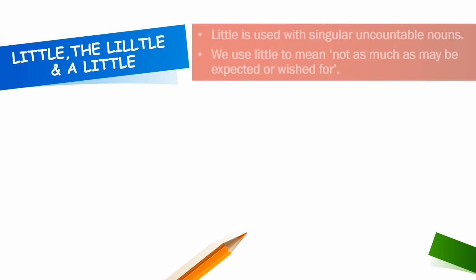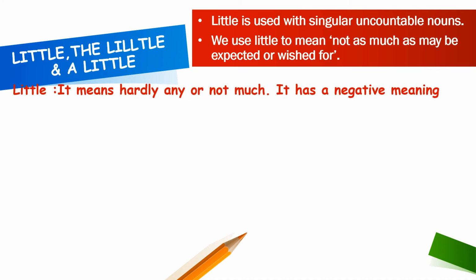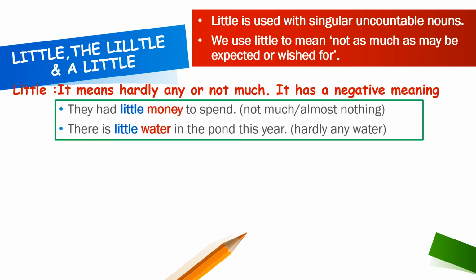Let's see the difference between little, the little, and a little. Little is used with singular uncountable nouns, and we use little to mean not as much as may be expected or wished for. Let's take little first. It means hardly any or not much. It has a negative meaning. For example, they had little money to spend. That means almost nothing. They had not much money to spend.